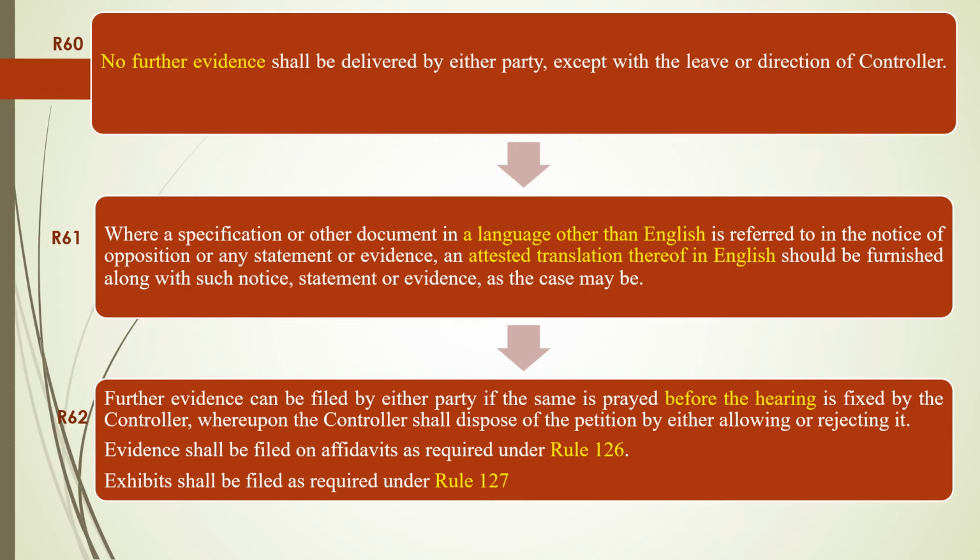Rule 62 says, further evidence can be filed by any of the parties if the same is prayed before hearing is fixed by the controller, whereupon the controller shall dispose of the petition by either allowing or rejecting. Evidence shall be filed and affidavit as required under Rule 126, and exhibits shall be filed as required under Rule 127.